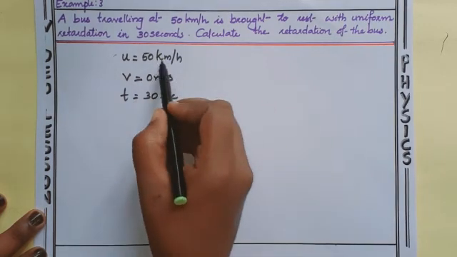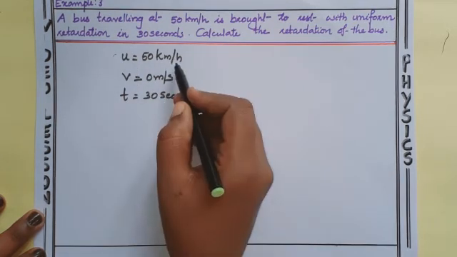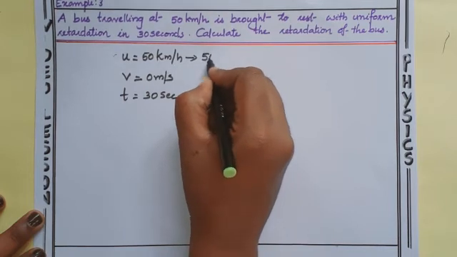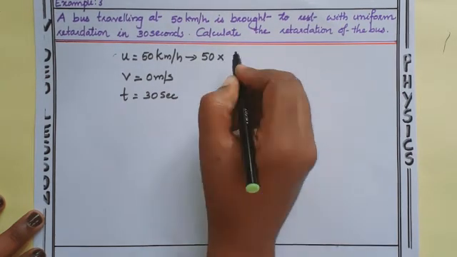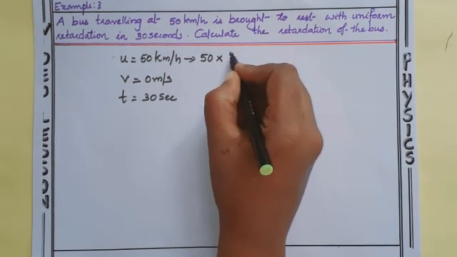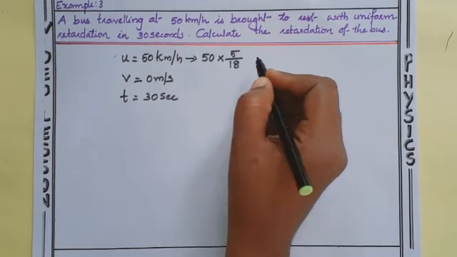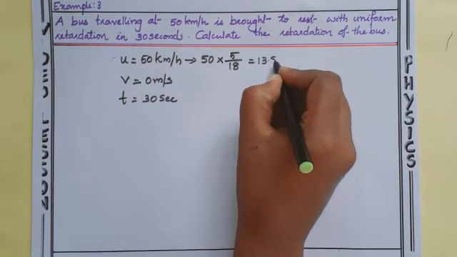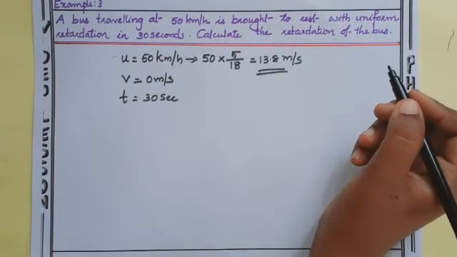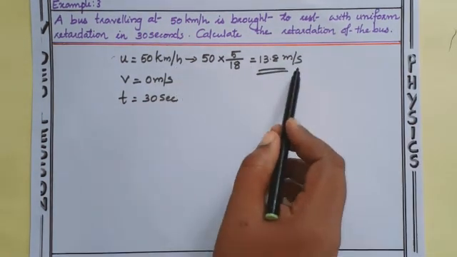Here these are in SI unit, but U is not in SI unit. It is in a bigger unit. How to convert into SI unit? How can you convert kilometer per hour into meter per second? Multiply by 5 by 18. 50 into 5 by 18 is 13.8 meter per second. So we got kilometer per hour converted into meter per second.